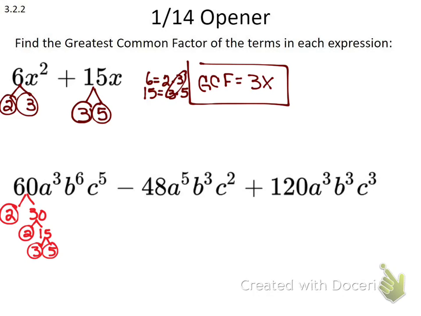Okay, what about for 48? 2 and 24. And for right now, we can ignore that negative. Okay, keep going. 2 and 12. 2 and 6. And 2 and 3.